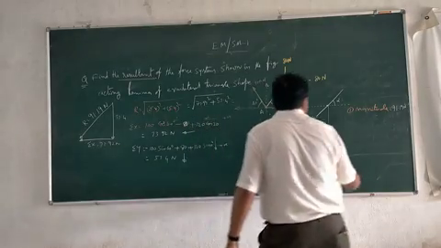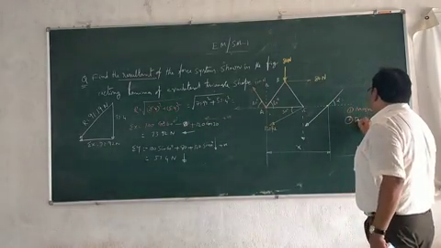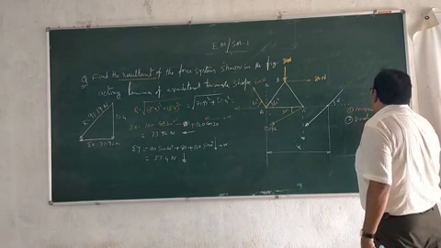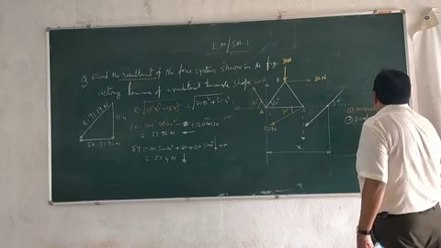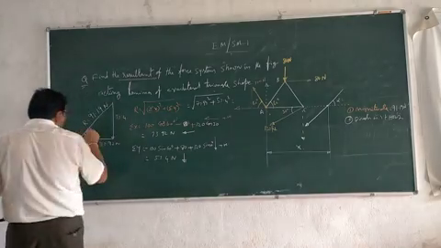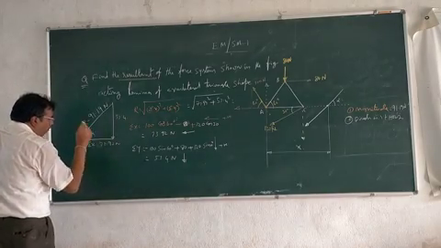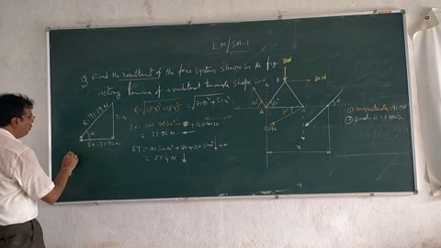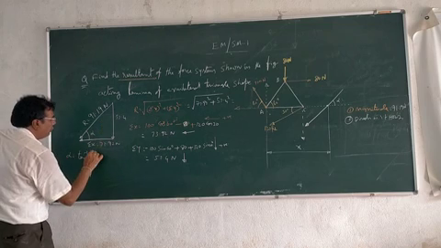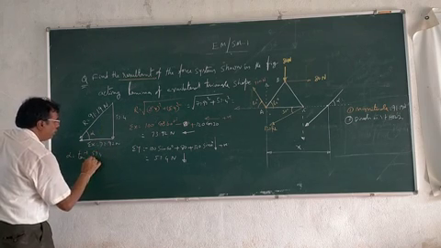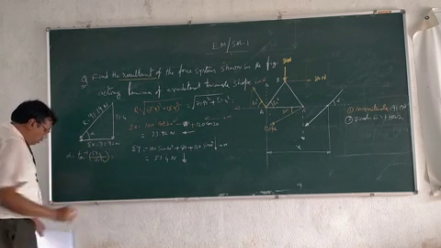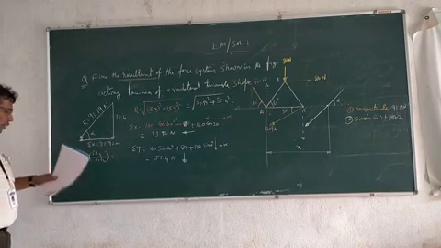Next, direction. With respect to horizontal, you should mention that one also. With respect to horizontal, I take this one as alpha. Alpha is equal to tan inverse opposite side 53.4 by 73.92. That is equal to 35.84.